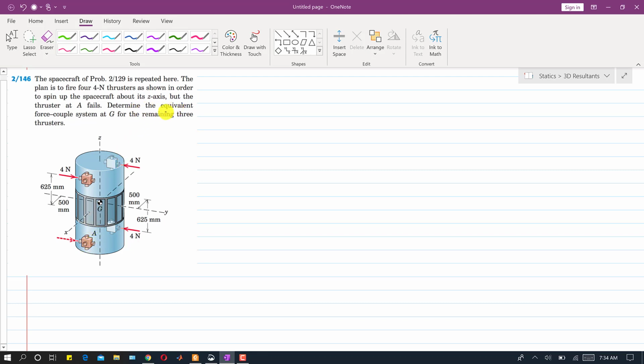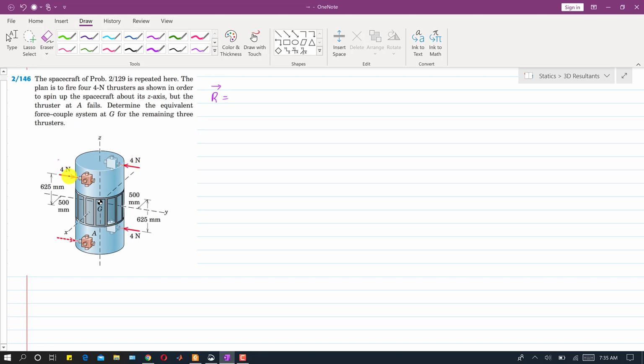So it is said to determine the equivalent force couple system at point G for the remaining 3 thrusters. So we have these 3 forces produced by these thrusters, and as we can see, the direction of these forces is only along the y-axis. So if you want to find the resultant of these 3 forces, our x and our z components of the resultant will be equal to 0, since all the forces are acting in the y direction.